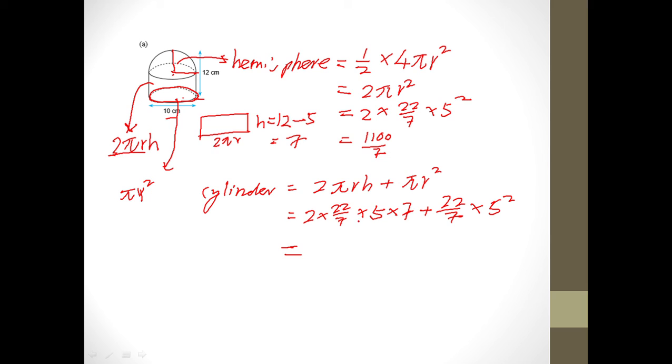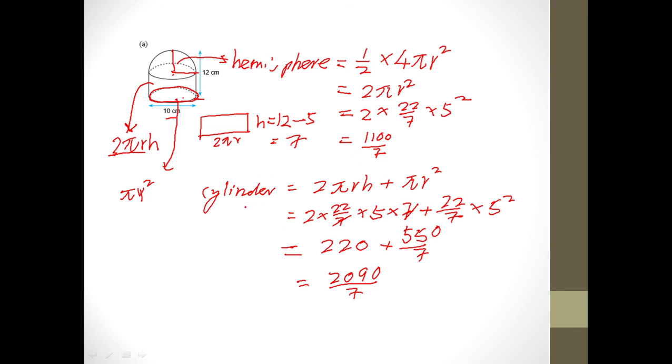For this, you can cancel out the 7 and then multiply, and you will get 220, plus the one behind, 25 times 22 over 7. So it's 550 divided by 7. So total up, sum out everything, you will have 2090 over 7.